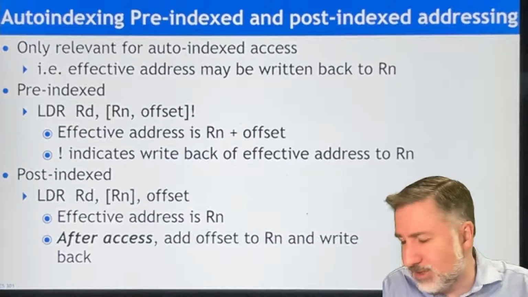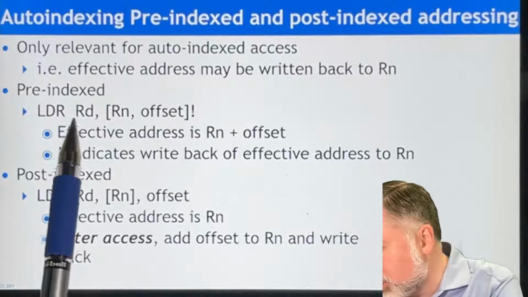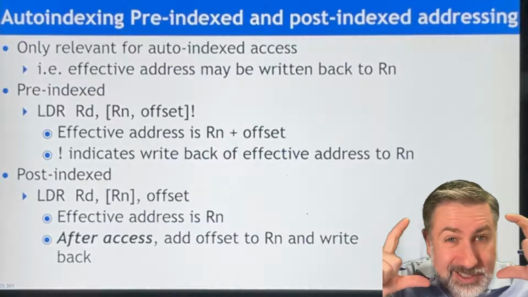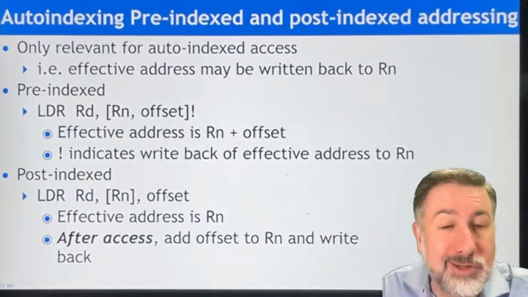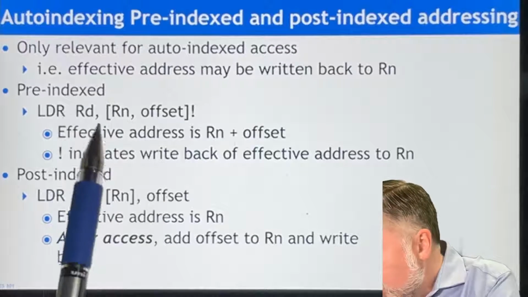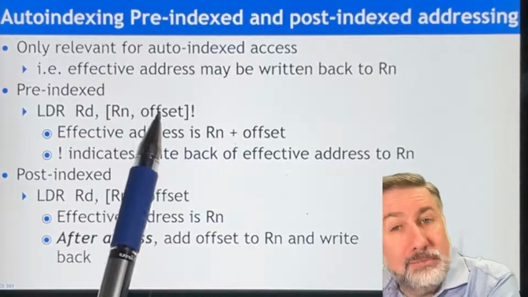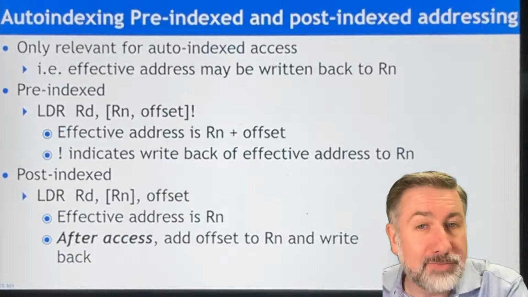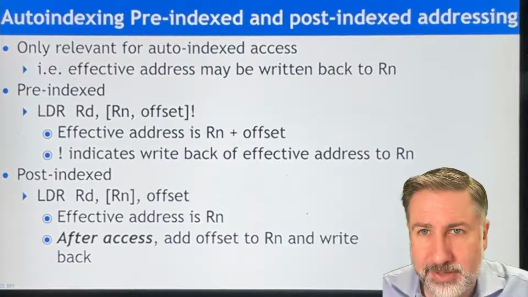So pre-indexing looks like this, for example, load register RD, and then the effective address is enclosed within those brackets, right? That's how you know what it is. The pointer, RN, modified by the offset, whatever that is, and then updated or not based on the presence or absence of that exclamation mark.